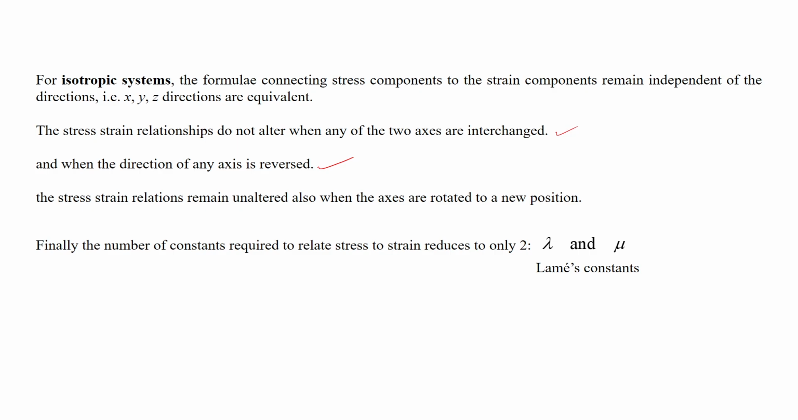The stress strain relation must also remain unaltered when the axes are rotated to a new position. So, when you combine all these conditions, the 36 coefficients that we had can be reduced to only 2. Only 2 coefficients are required to relate stress and strain, and these 2 constants are represented historically by lambda and mu, called the Lame's constants.